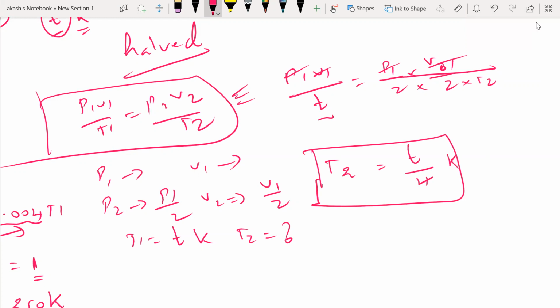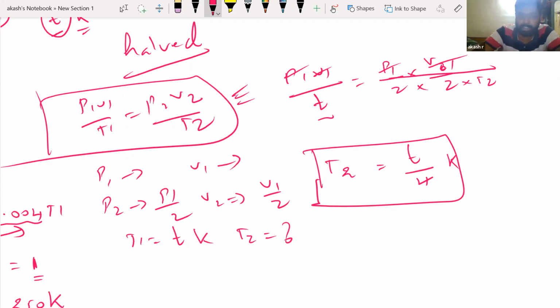Kelvin. Sir, but if we combine, technically, shouldn't we get P1 V1 upon T squared equals P2 V2 upon T squared? Sorry, what are you telling? Sir, if we combine all the laws, technically, shouldn't we get P1 V1 upon T squared?